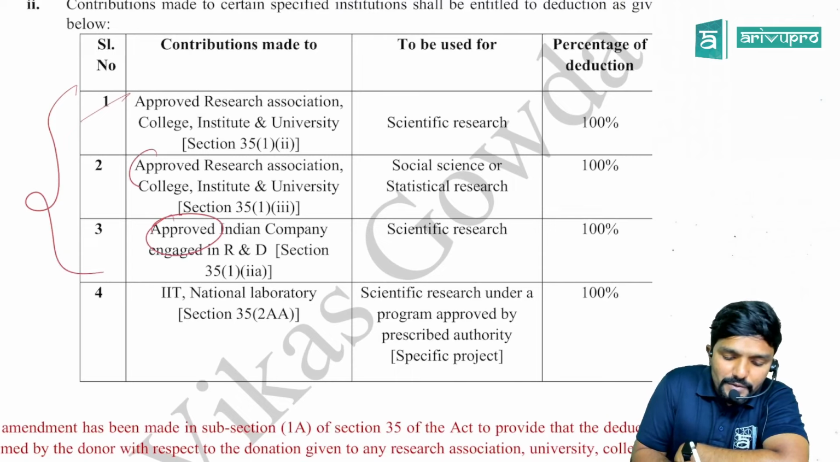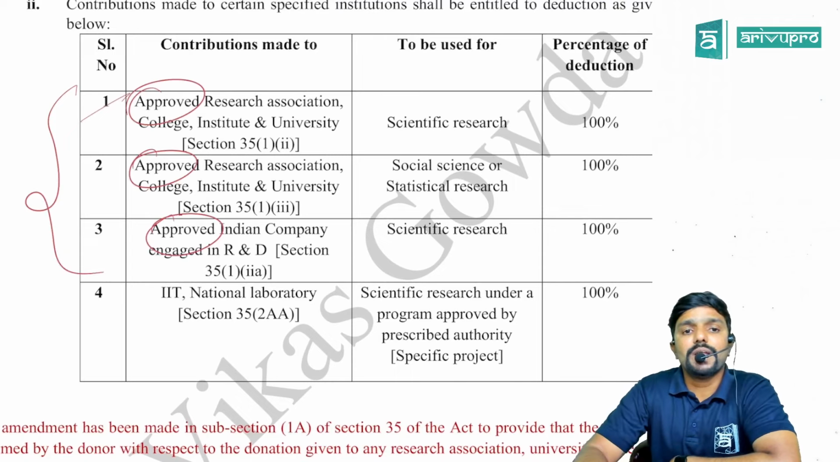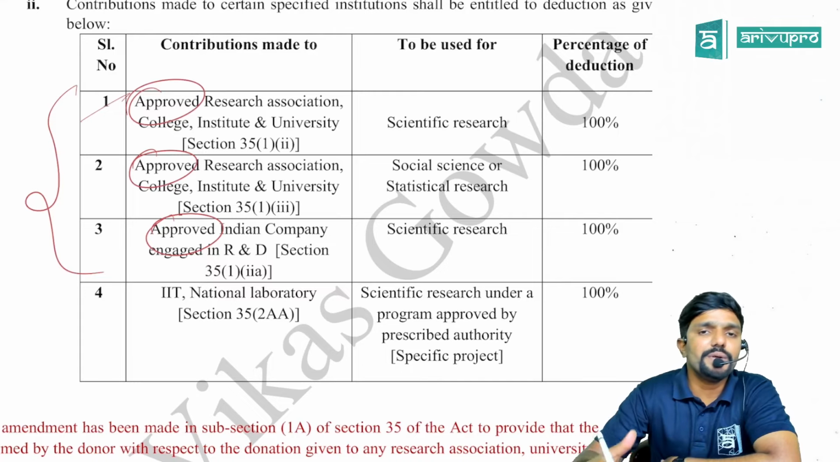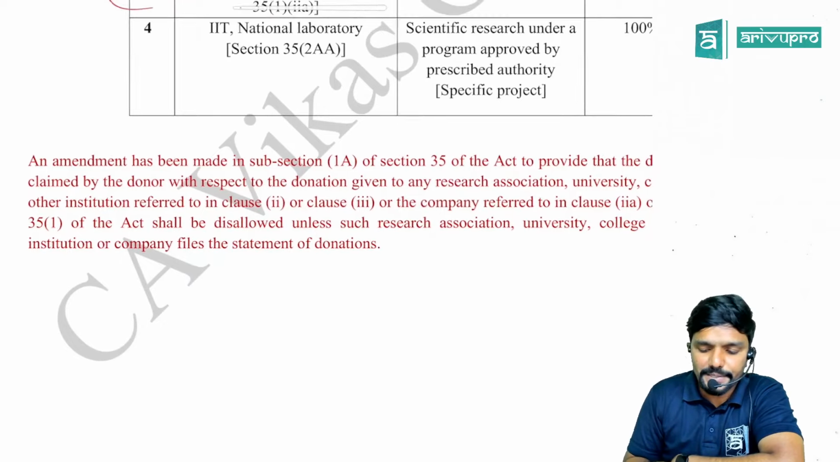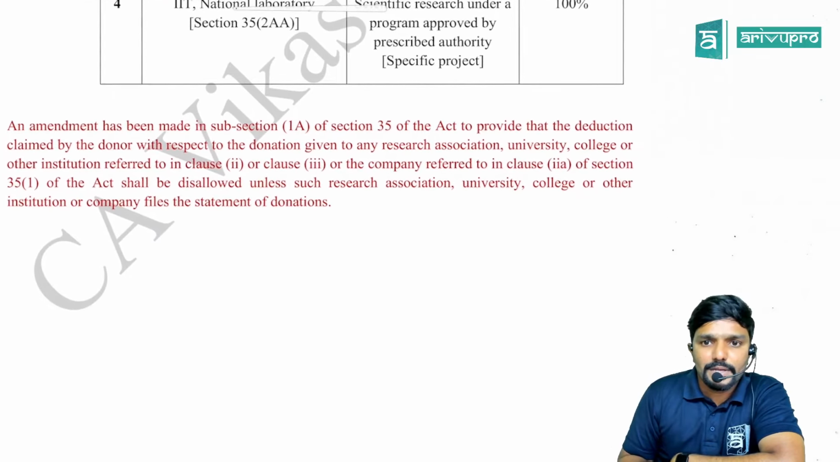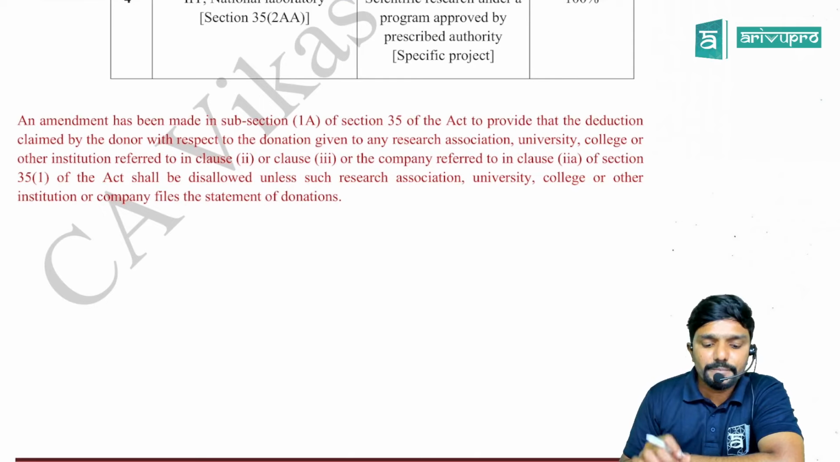So wherever you have given donations to an approved association or institution for doing any research, you can claim a deduction. But now they have put a condition. What is it? Let us see. See guys, whatever I have given only in red color is a change for you. Clear? So please be careful, sir.